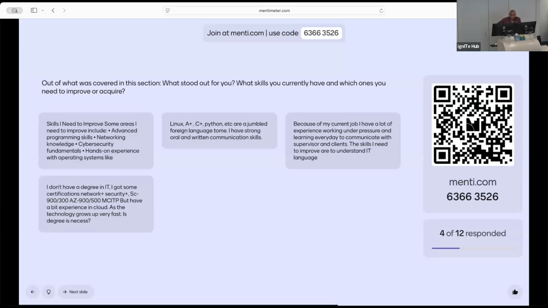We're going to talk about that when we come back. You're going to need a degree if you want to advance, not necessarily to get into an entry-level job, but to advance in your career, yes.